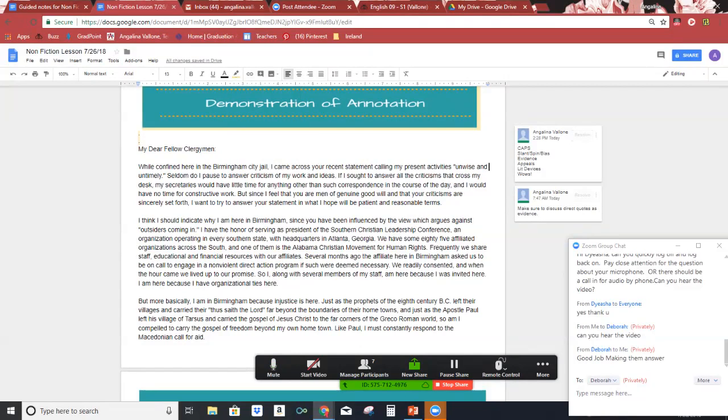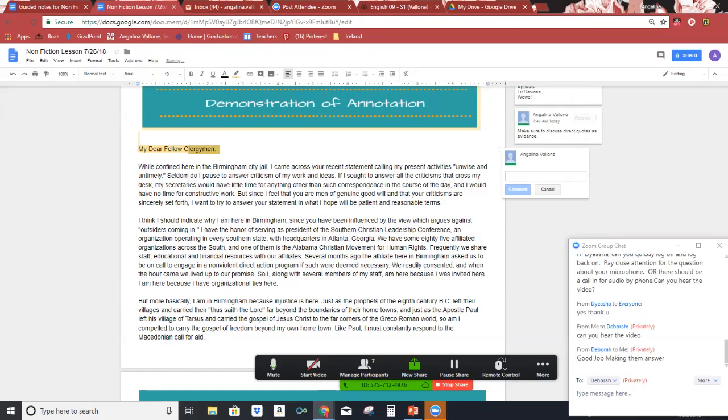But so we have clergymen. So this tells me who my audience is right away. So I'm going to highlight that real quick with this color. And I might even make a comment. Maybe I don't know who these clergymen are. Who are these men? But they're clergymen, so they have to be part of the church. So I'm just going to put that down.